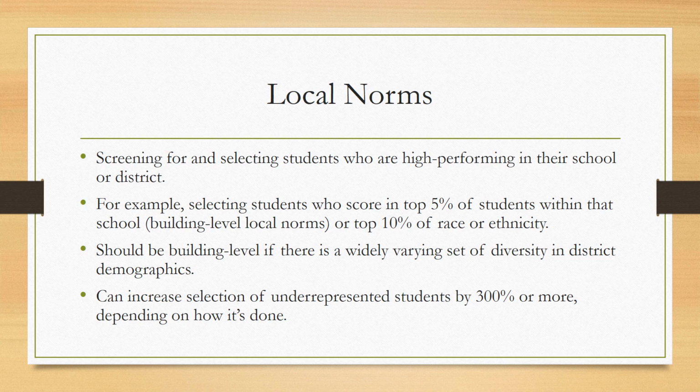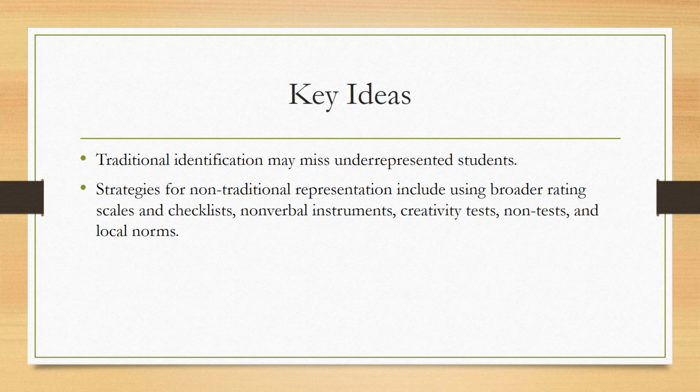Research shows that the use of local norms can increase the selection of underrepresented students by 300% or more, depending on how it's done. So what are some key ideas we've learned in this lecture? Traditional identification may miss underrepresented students for a variety of reasons. Strategies for non-traditional representation include using broader rating scales and checklists, nonverbal instruments, creativity tests, non-tests, which we'll talk about soon, and local norms.